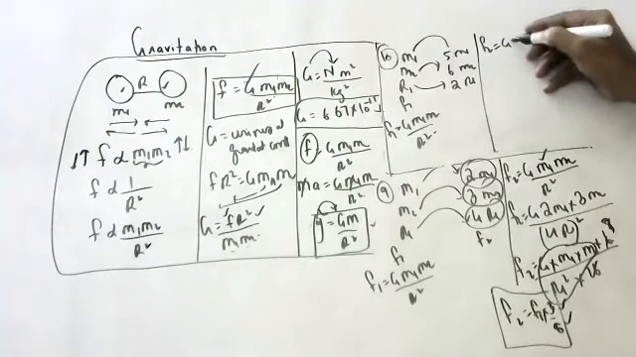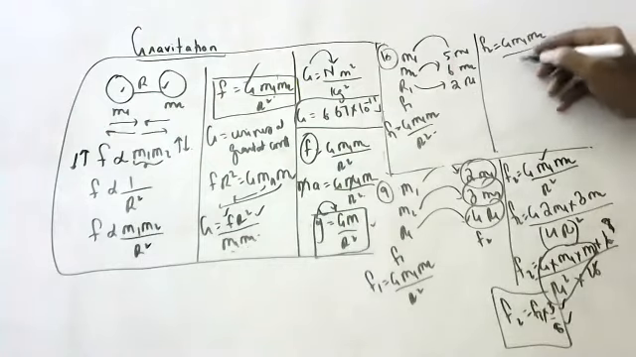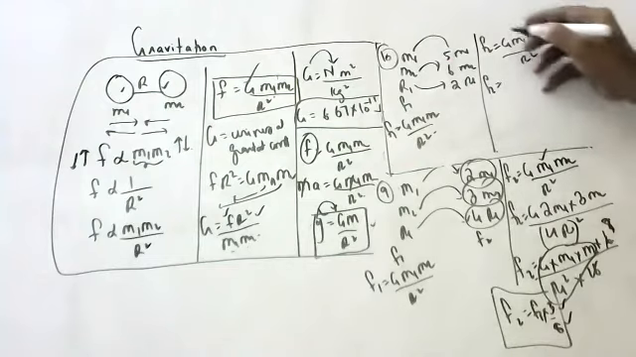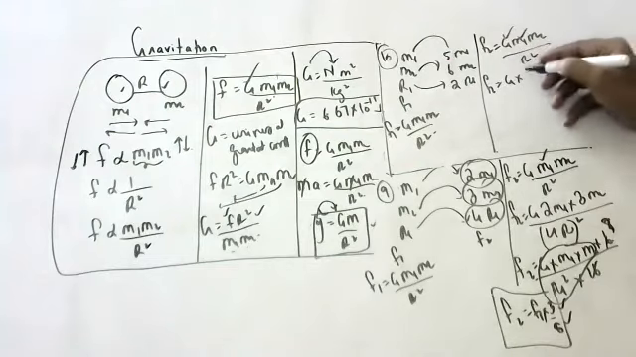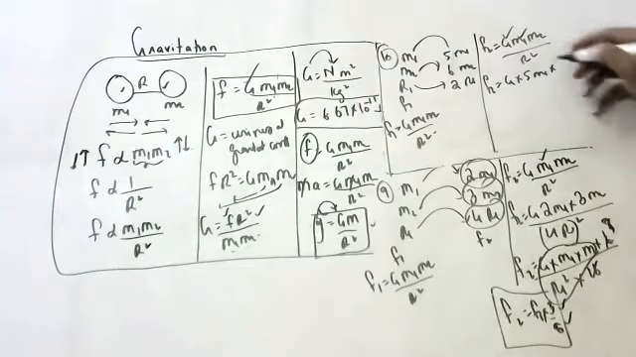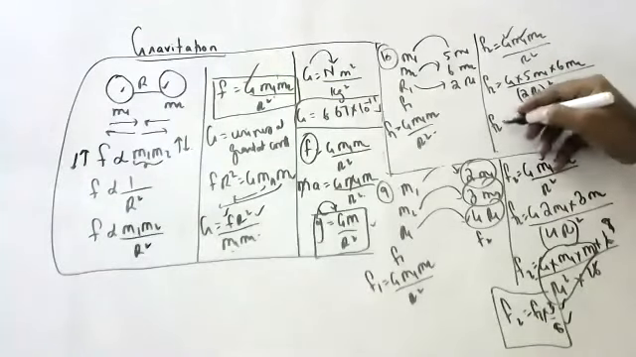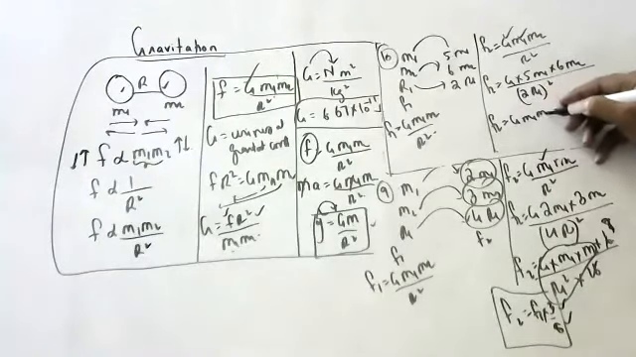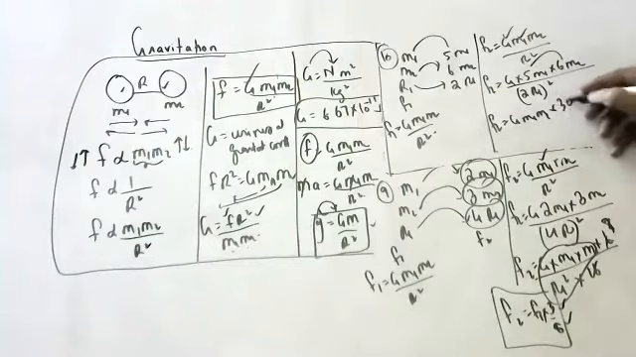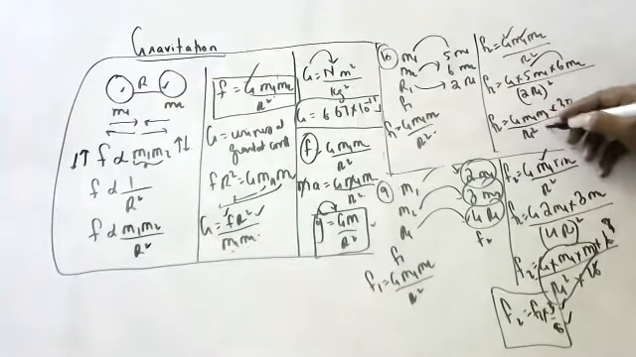F2 is equal to G m1 m2 by r square. G is G only. M1 becomes 5 m1, M2 becomes 6 m2, and R becomes 2 r1 whole square. Please try to understand. F2 is equal to G m1 m2 into 5 6s are 30, by r1 square into 4.